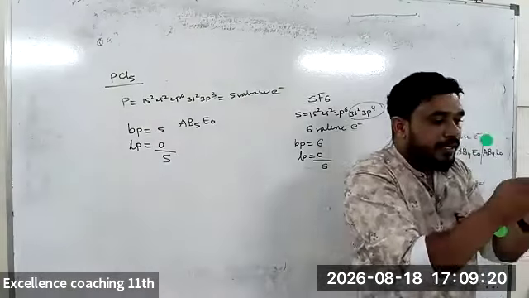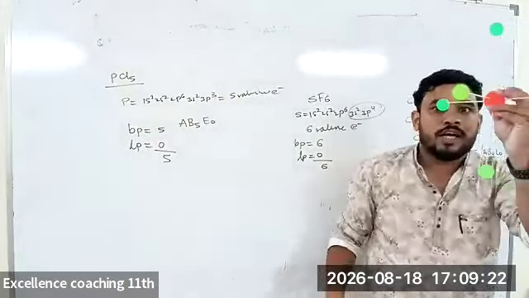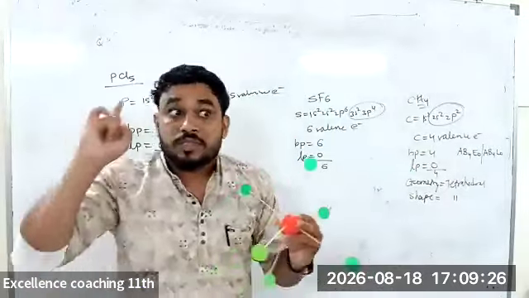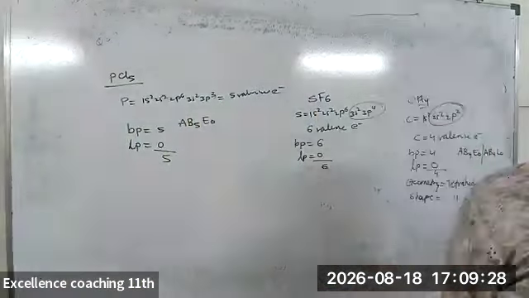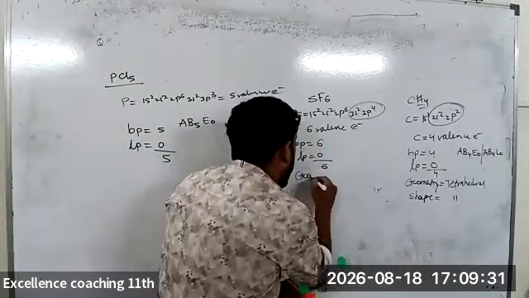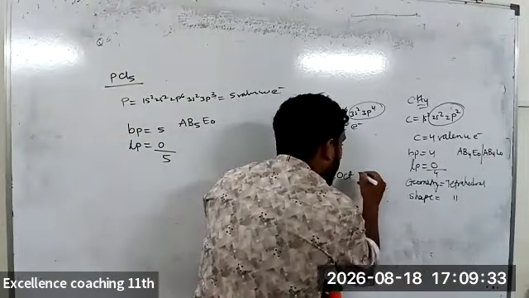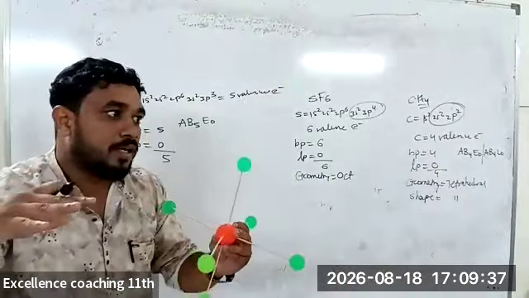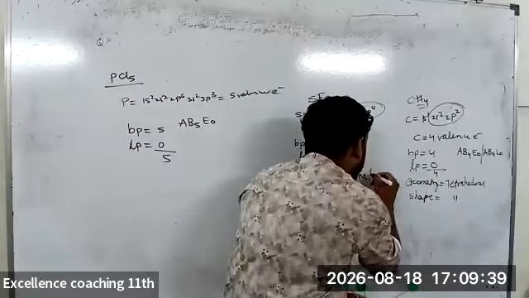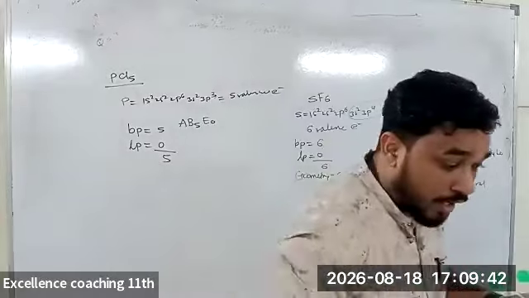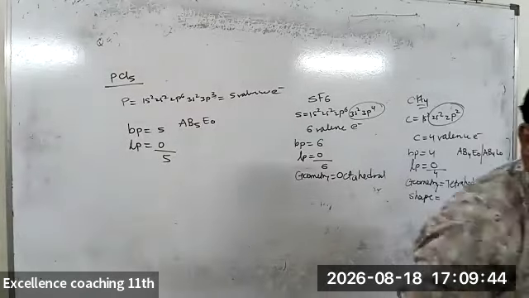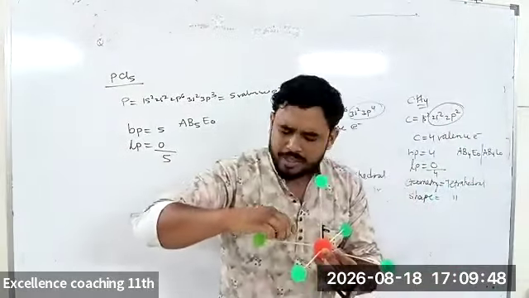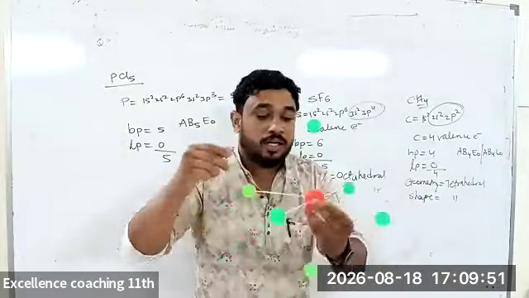In this geometry, all the equatorial and axial bond lengths are the same. The geometry name here is called octahedral. It's not trigonal bipyramidal. It is called what? Octahedral. In octahedral, all the bond lengths are what? Same. Equatorial and axial.